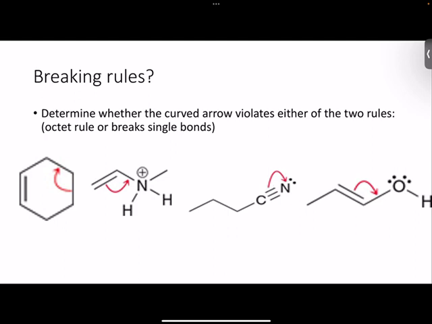So we have 2 rules when doing resonance. We have the octet rule or breaking a single bond. So let's look at this one. Are we breaking any rules? Octet rule, or we're breaking a single bond, or we're not breaking any rules? Well, we first said that the tail cannot be placed on a single bond, right? So we're breaking a single bond. Let's look at the next one.